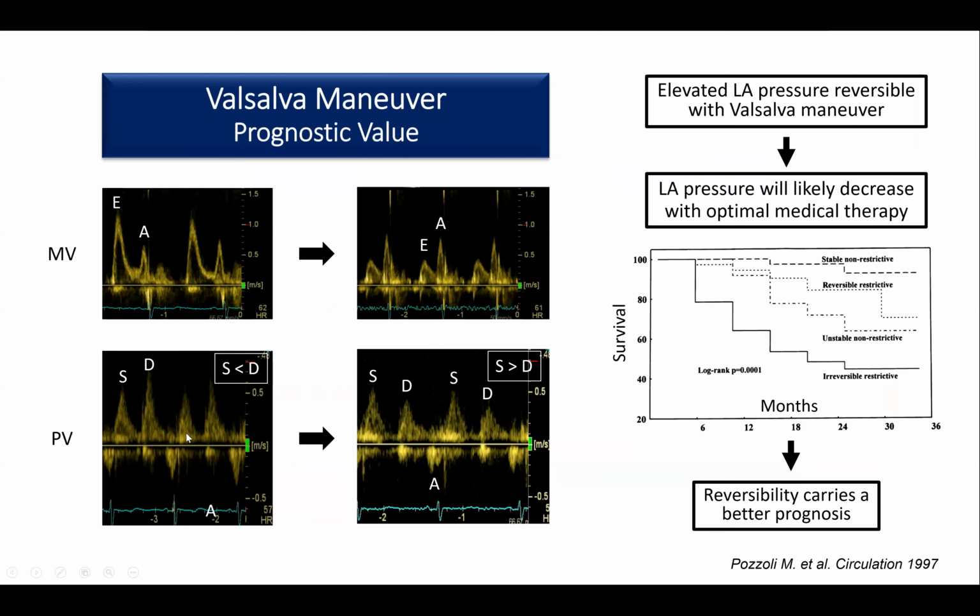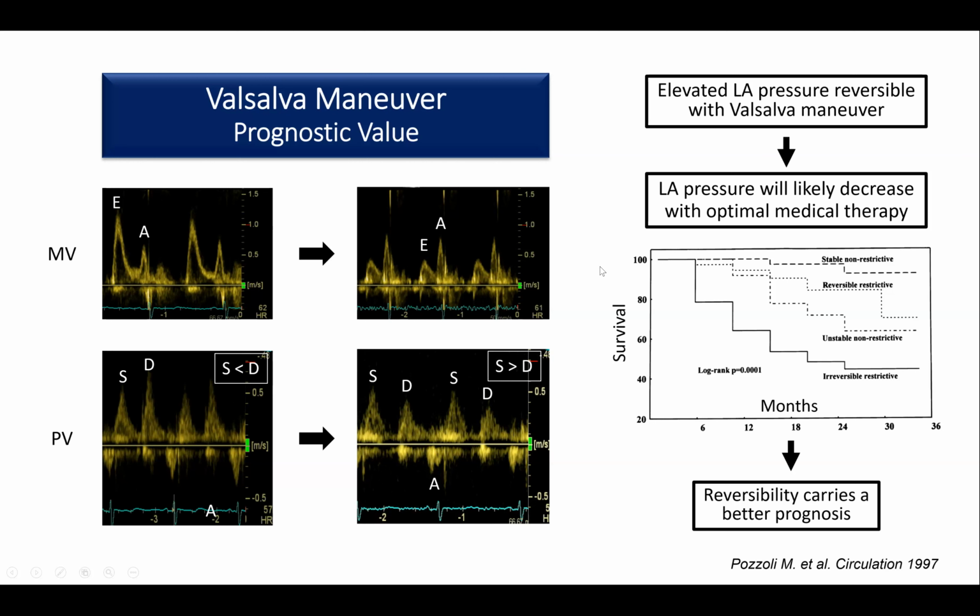But look what happened also in the pulmonary vein Doppler. The S now becomes larger than the D. So you can tell reversal not only across the mitral inflow, but in the pulmonary vein. I mean, this has never been published before, but just to show you that you really can assess the pulmonary vein as well during the Valsalva maneuver.